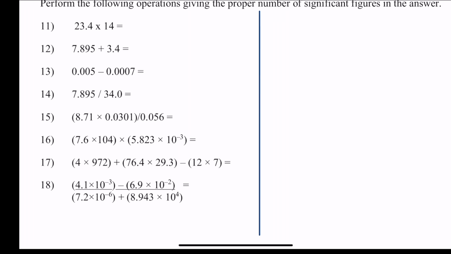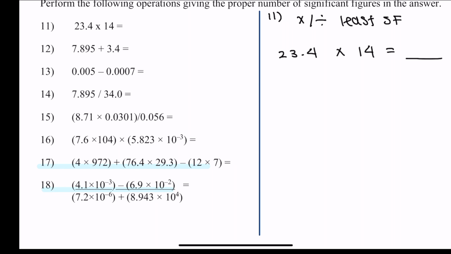Okay, number 11. This is multiplication, and multiplication slash division is least sig fig, right? So we have 23.4 times 14 equals something. Number one thing before I continue solving this: don't round up until the very last number, or until you get the answer. Don't round up in between. You'll get what I'm saying when we do question number 17 and 18.